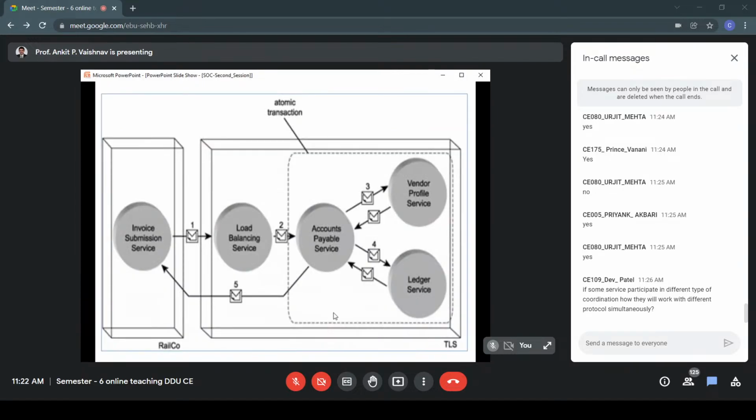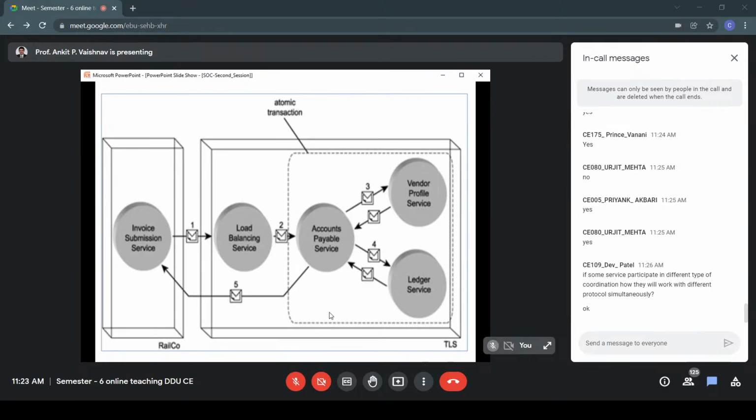If some service participates in different types of coordination, how will they work in different protocols simultaneously? They will not be working with different protocols at the same time. They will be working with one coordinator at a time. Suppose you are doing an atomic job, at that point you will be working with the atomic transaction coordinator. You will not be working with the business activity coordinator. So simultaneously is not possible, but yes, you can register for two different protocols from two different coordinators.